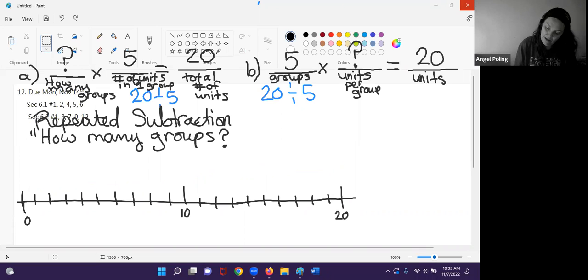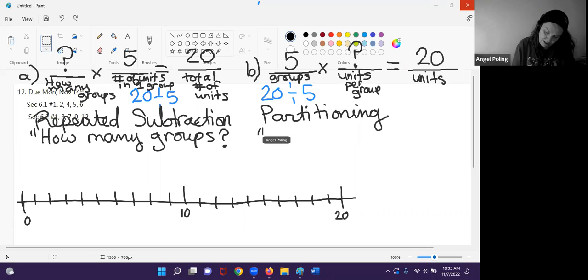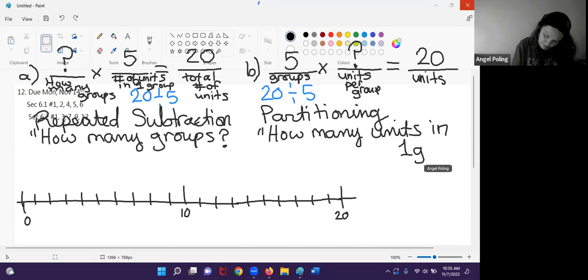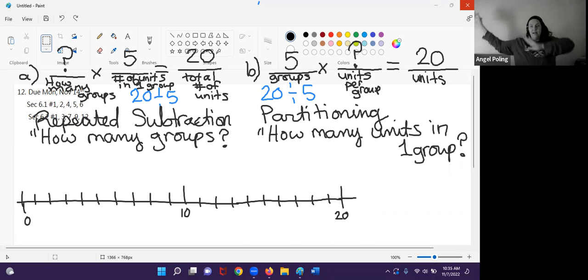Our B is our partitioning perspective, which is called the how many units in one group perspective. This one adds up. So not really. It's just that's what the arrows are going to look like when we're done.